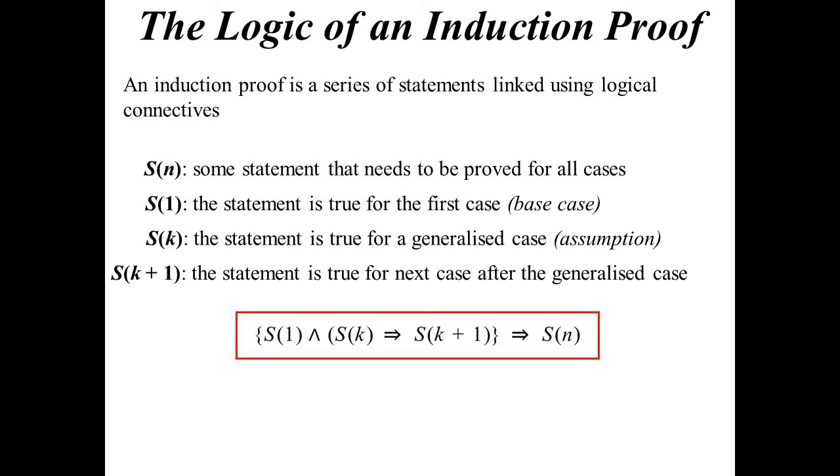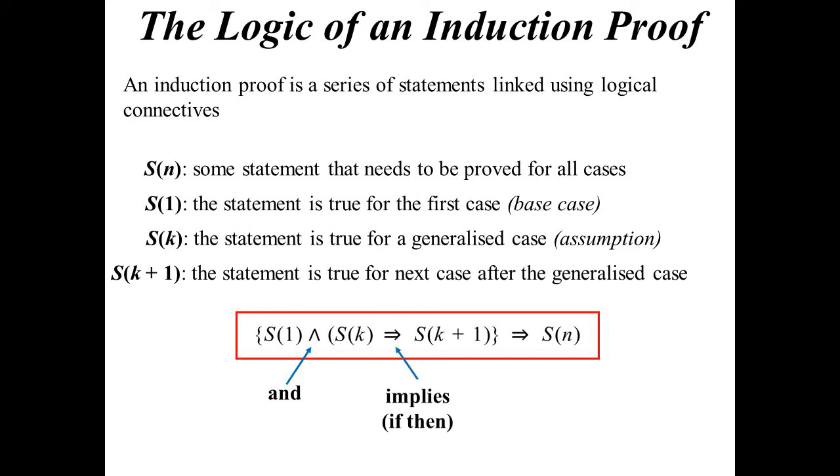Now this is all logic notation, which we'll go into far more detail next year. But what it basically is saying is, that symbol is and. So if you have the first case, you know the first case, and you've got this assumption, then from there you can imply k plus 1 is true.